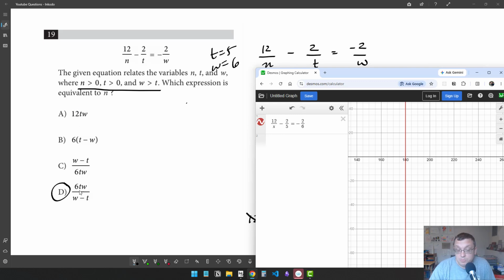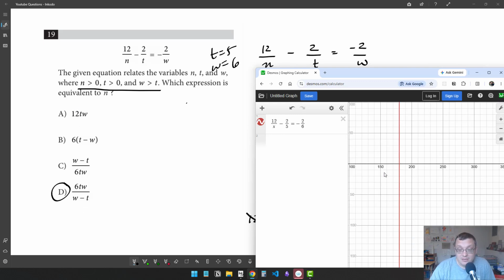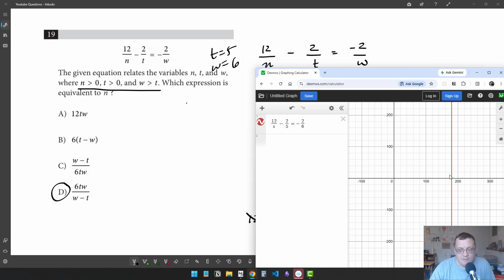So now what I'm going to do is just plug these choices in and see which one gets me the same thing. This is not really a graph of a function. It's really just the graph of x equals blah, blah, blah. Whatever the value of x is that satisfies this is right here. So it's 180 apparently. I just need to see which gets me the same thing.